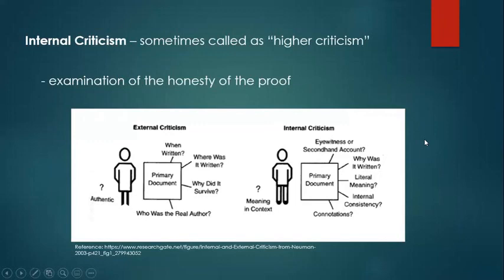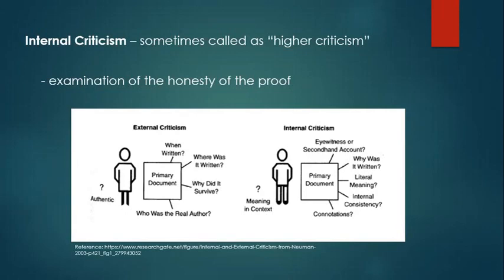Now, the internal criticism is sometimes called the higher criticism. The examination of the honesty of the proof. And so it is therefore, and it should be evaluated. The primary and secondary sources should be evaluated.